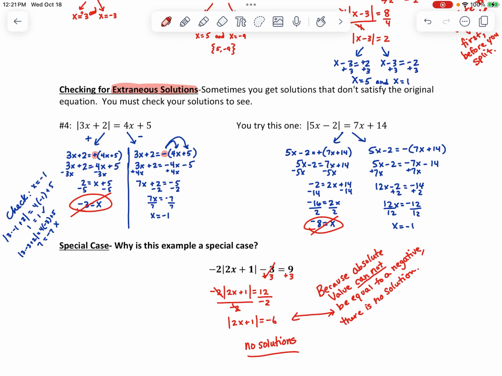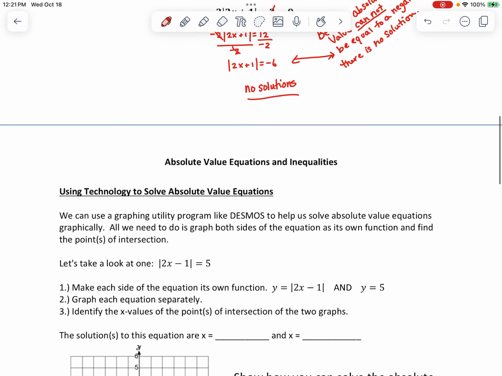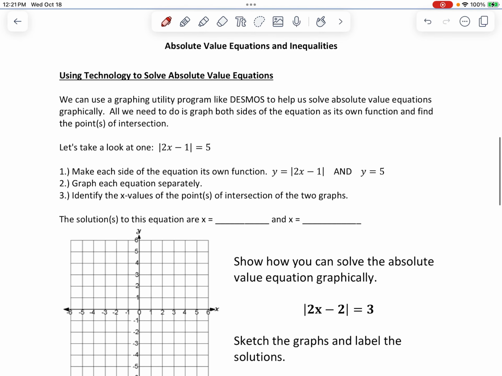In this video, we're going to look at how to solve absolute value equations graphically. We spent some time looking at algebraically. Now it's time to look at how to do it graphically. And to do this, we're going to be using the graphing utility program Desmos to help us solve those absolute value equations. The process is actually quite simple.